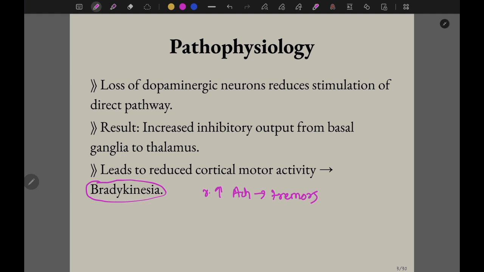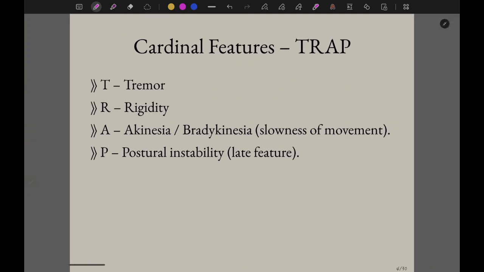Dopamine stimulates the motor cortex by the direct pathway and indirect pathway, which occur in the basal ganglia, and the basal ganglia stimulate the thalamus, which in turn stimulates the cortex. In Parkinson's disease this stimulation of the cortex is reduced, so that causes bradykinesia, and a relative increase in acetylcholine level causes tremors. You can remember the clinical features as TRAP: tremor, rigidity, akinesia or bradykinesia, that is slowness of movement, and postural instability, which is a late feature.